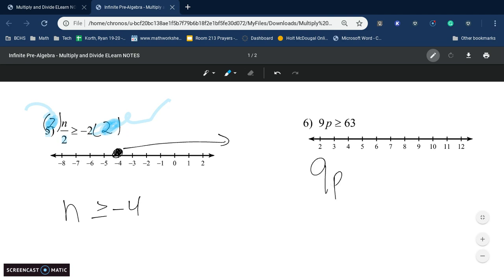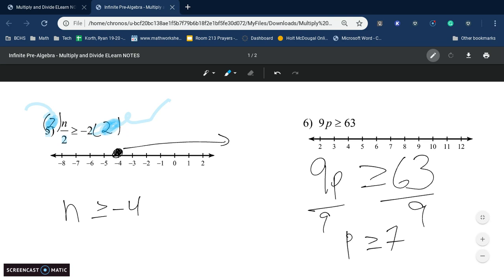We're going to undo 9 times p greater than or equal to 63. Trying to get p by itself, so we divide by 9 to get rid of multiplying by 9. P is now greater than or equal to 7. Fill in the circle at 7 because it's got the bar underneath. Going to the right because my inequality points to the, you guessed it, the right.